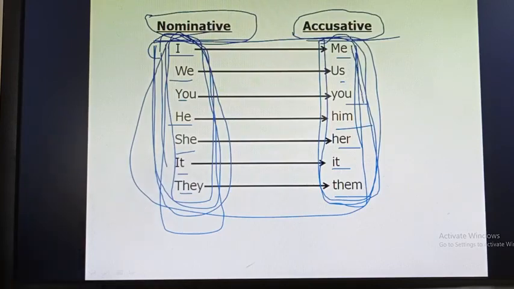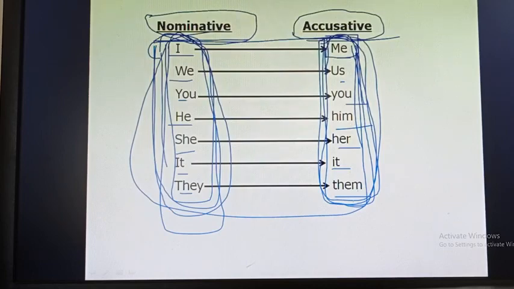In our next slide, I will show you through examples how they are used. They receive the action. They do not do the action. Like, he gave me. The action is done upon me. So this is the accusative case: me, us, you, him, her, it, them.